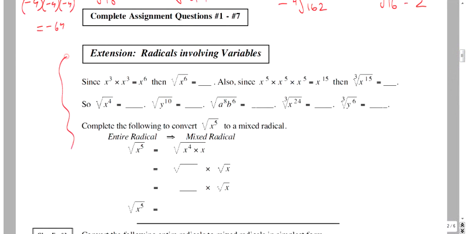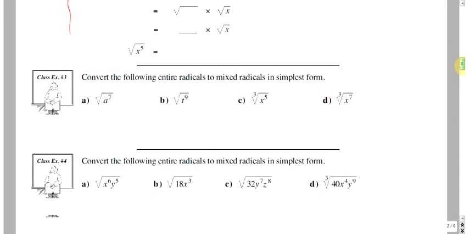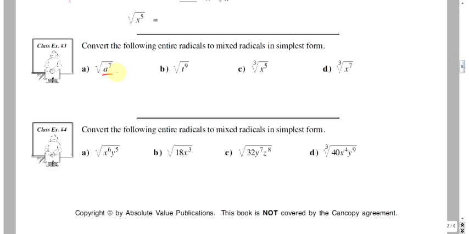This says extension. I'm just going to give you a couple of questions like this. There's no number here. That doesn't mean we can't do it. What am I doing? I'm converting this entire radical to a mixed radical. There's no number in front. I've got to put a number in front. Oh, wait a minute. There's no number here at all. Can I still do this? What do I do here again? I need to find a perfect square. That's how I do these, right? Because then it makes it mixed in simplest form.